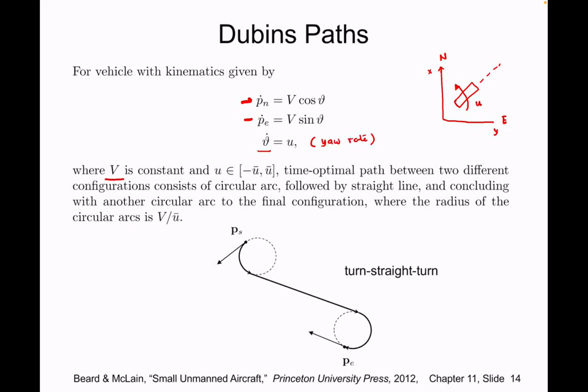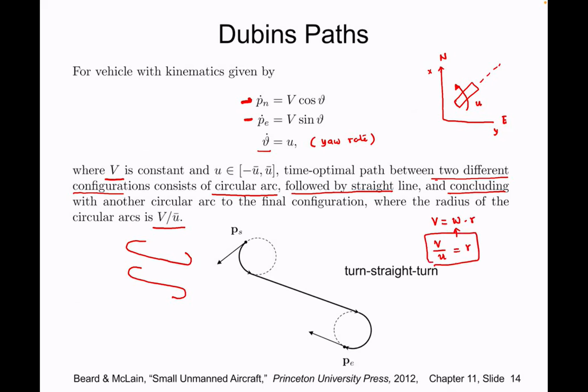We are going to assume the velocity V is constant, and the idea is we want to find a time optimal path between two different configurations. Dubins path is very particular about the way the configurations are specified. The path has a circular arc followed by a straight line and concluding with a circular arc. So you start with a circular arc, you continue with a straight line, and then conclude your path with a circular arc. The radius of the circular arc is V divided by U bar. This equation is something similar to omega times R, and omega is nothing but U. So V divided by U is equal to R.